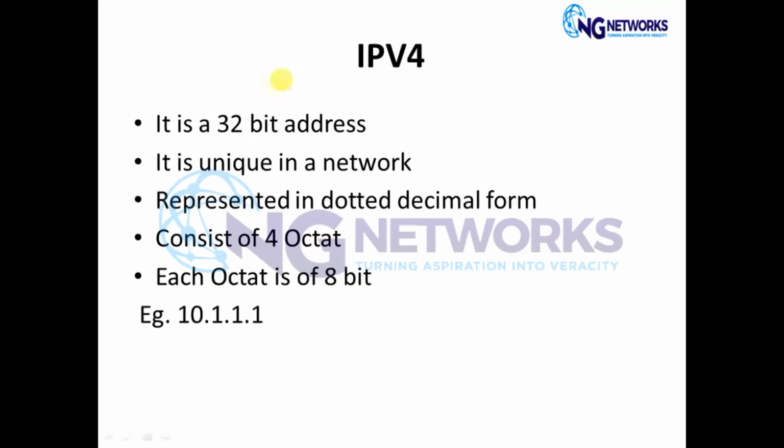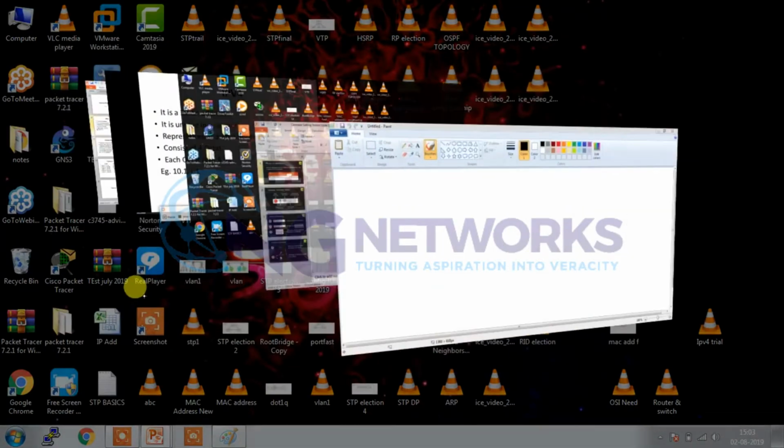An IP version 4 address is 32 bits long, it is unique in a network, and it is represented in dotted decimal form. This is how it looks, and it consists of 4 octets: 1st octet, 2nd octet, 3rd octet, and 4th octet, and each octet is of 8 bits. If you convert this decimal number into binary, each octet is of 8 bits. Let me show you this with the help of an example.